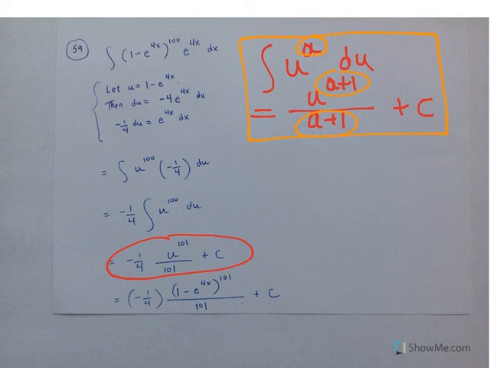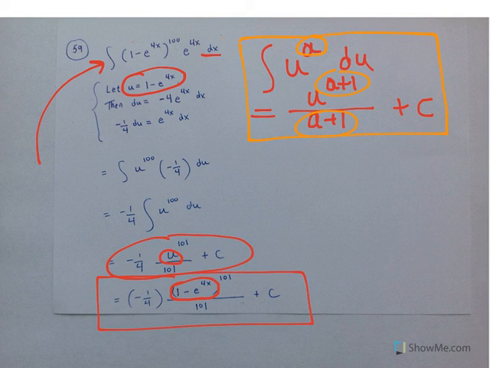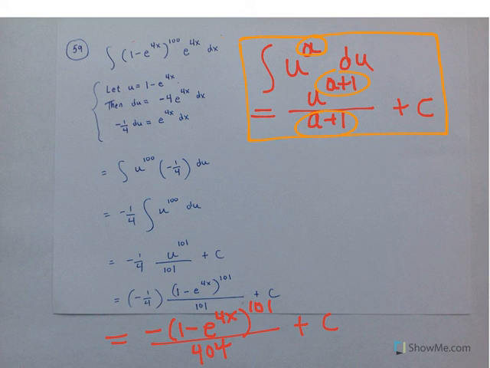To complete the problem, you should go back to the original variable that we had in the problem, which was x. So how do we do that? Just go back to your substitution. u is 1 minus e to the 4x. So where you see u, you're going to replace that with 1 minus e to the 4x. And here's our final answer. That's one way in which you can write it. If you wanted to multiply the negative 1/4 to 1 over 101, you could do that as well. And that would give you an alternative form of the answer.